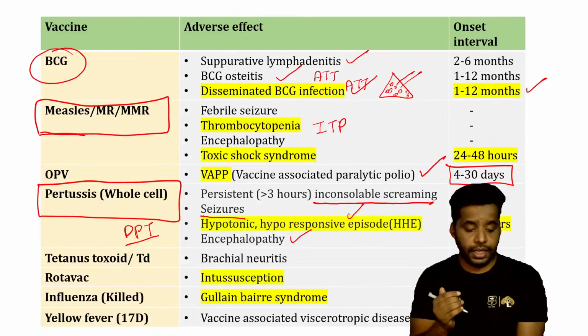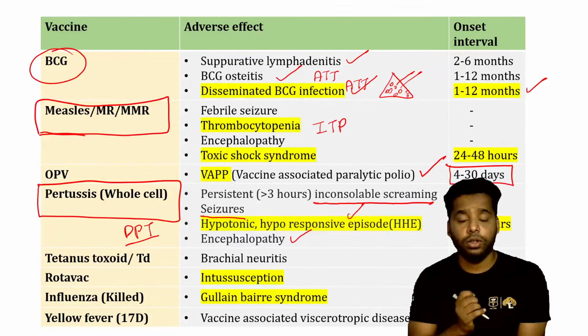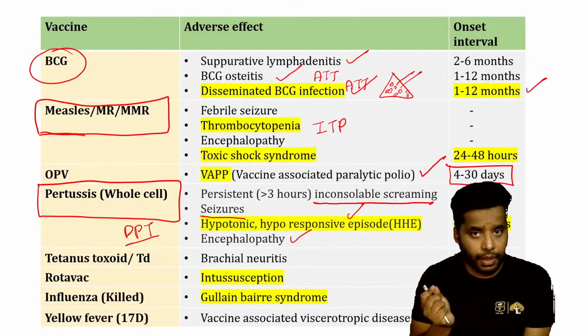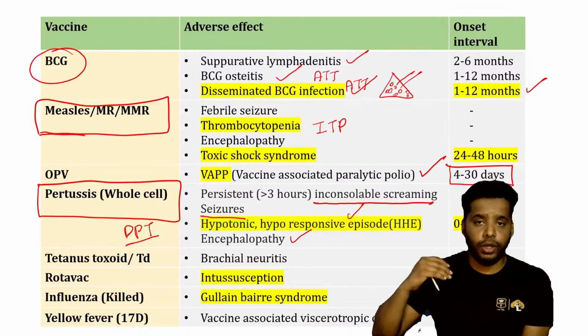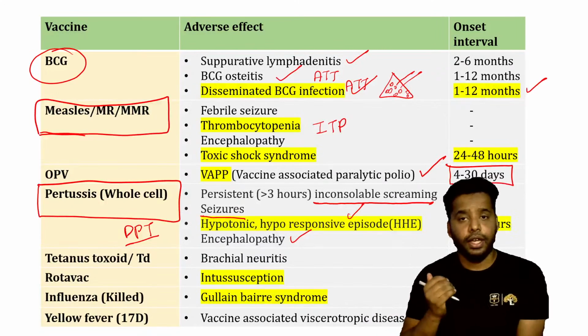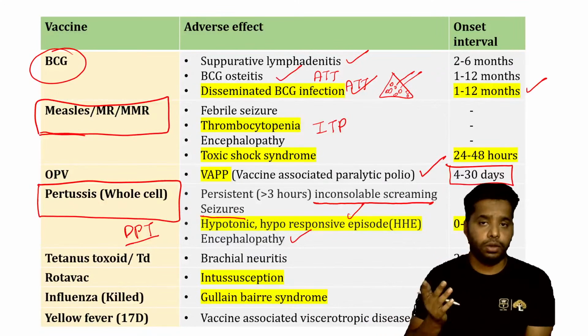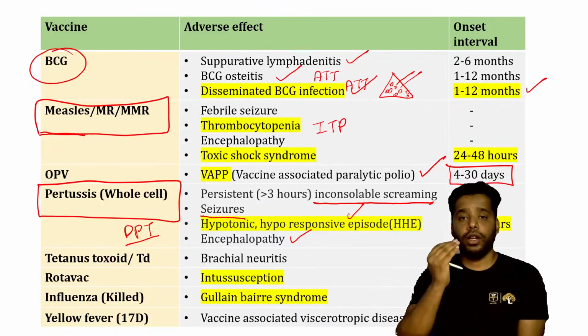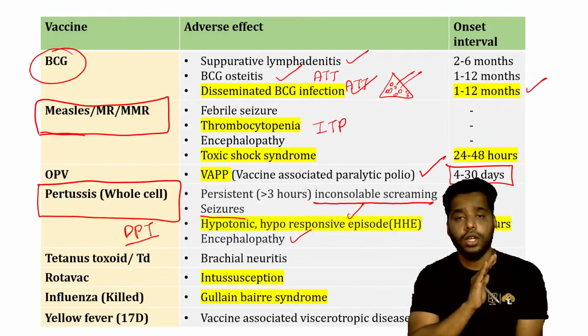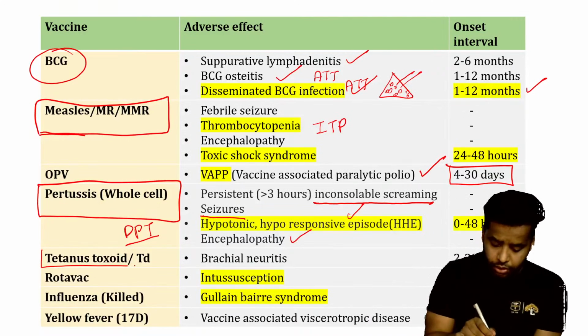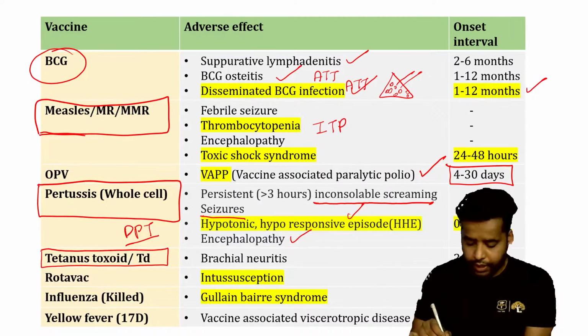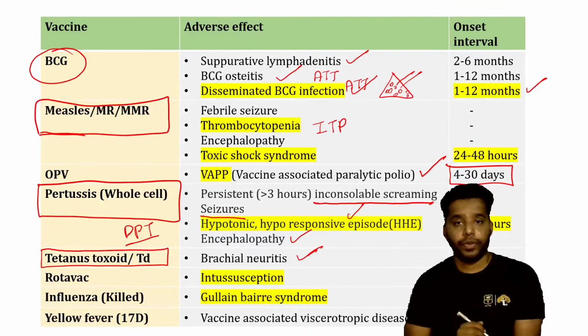What I am showing in the slide is side effects related to whole cell pertussis, which is a part of the DPT vaccine. Good. How to reduce these side effects? By using acellular pertussis, or you can omit the pertussis component. That is the way to reduce all these side effects related to whole cell pertussis of DPT. Tetanus toxoid or TD vaccine, side effect: brachial neuritis.